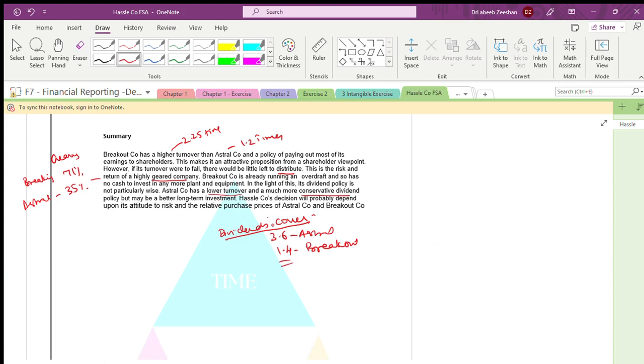That means the decision of the company Hassle, which wants to make an investment, will probably depend on its attitude to risk. If Hassle wants to take more risk, they will go for Breakout. If they want to take low risk, then they will go for Astral. This is the basic summary of how it happens.